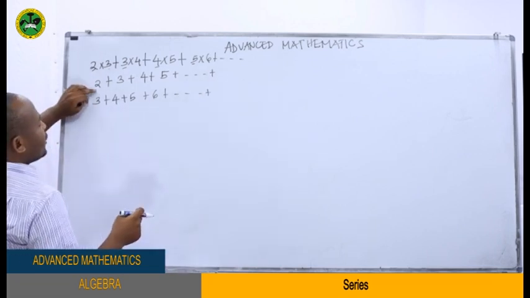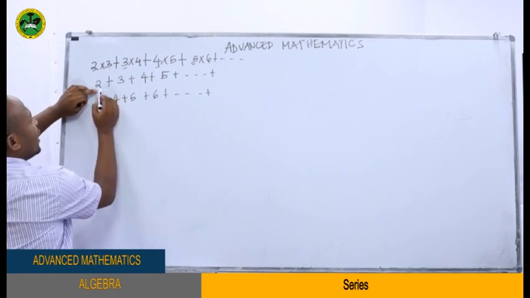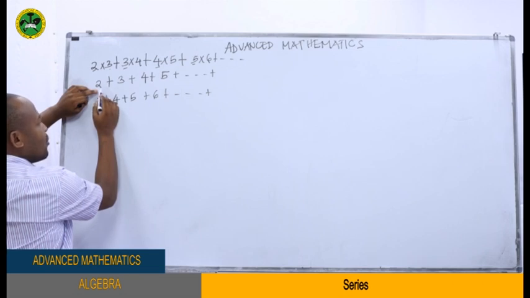Now checking the first one, you will see that this is the first term, and from the first term 1 was added so that we get 2.